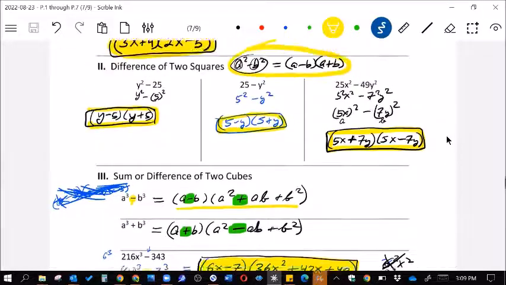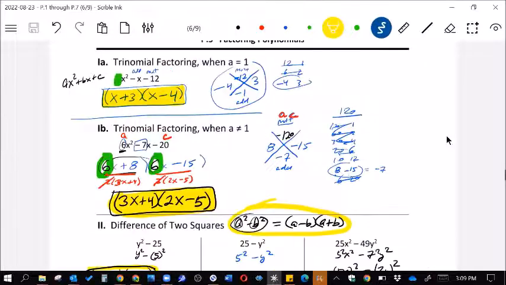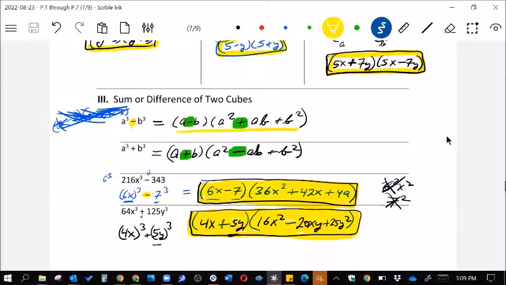All right, I hope that helps with some of these factoring things, because you'll see these come up quite a lot in a lot of problems that are going to arise this year.